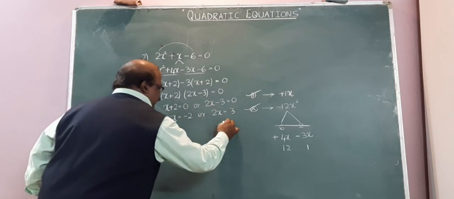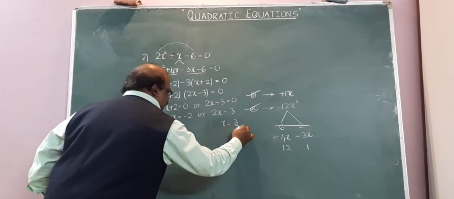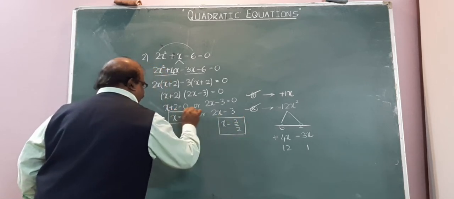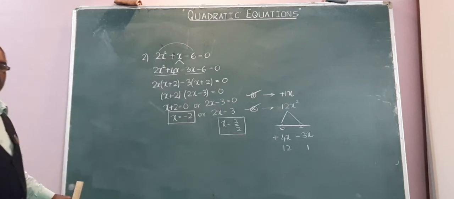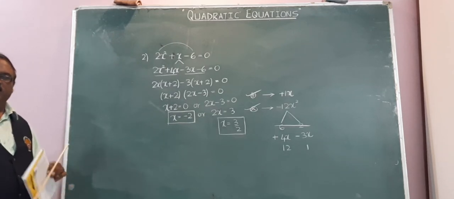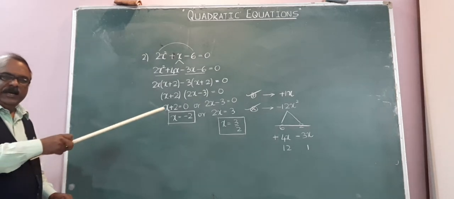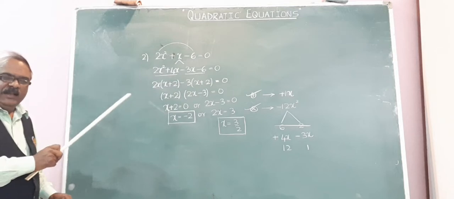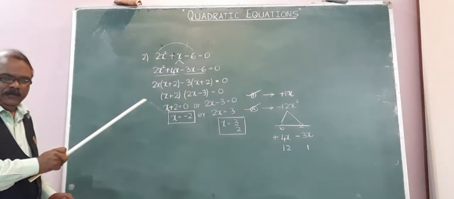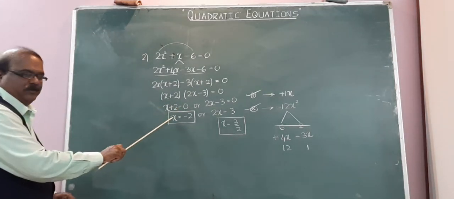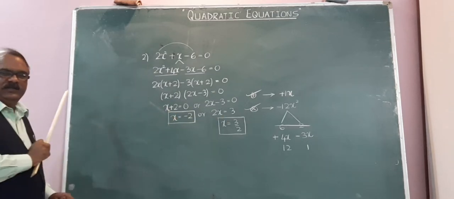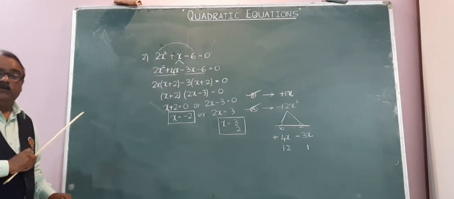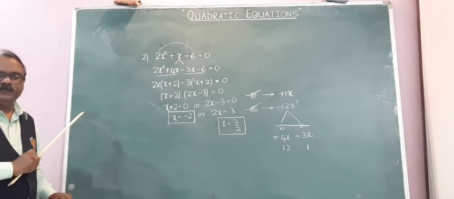So what is x then? x is 3 upon 2. Once again, I have solved the equation and I have got the two roots. The roots of the equation are minus 2 and 3 upon 2. The roots are real, distinct and rational. Sometimes you may get equal roots, the same number on both the sides. Sometimes the roots may be imaginary, like square root of minus 4, etc.